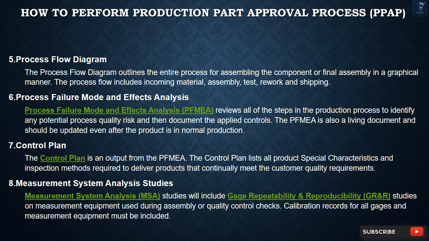8. Measurement system analysis studies. Measurement system analysis, MSA, studies will include gauge repeatability and reproducibility, GR&R, studies on measurement equipment used during assembly or quality control checks. Calibration records for all gauges and measurement equipment must be included.